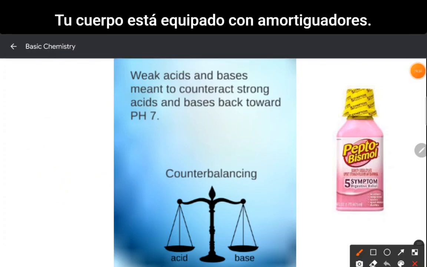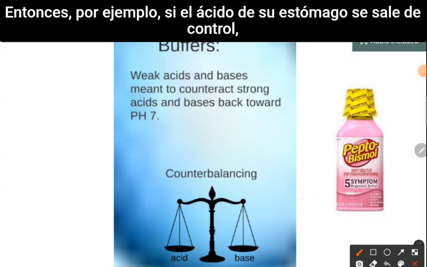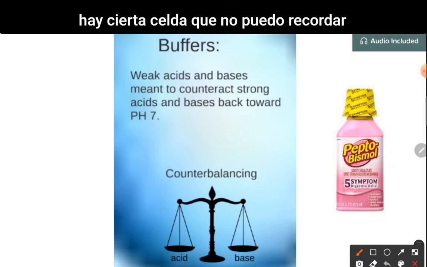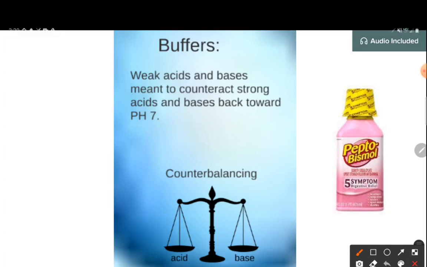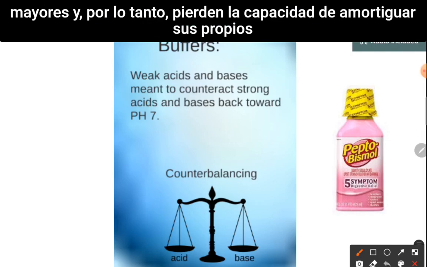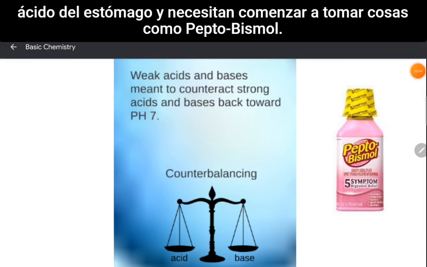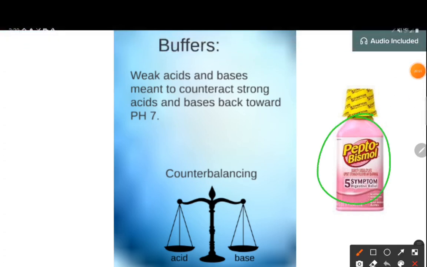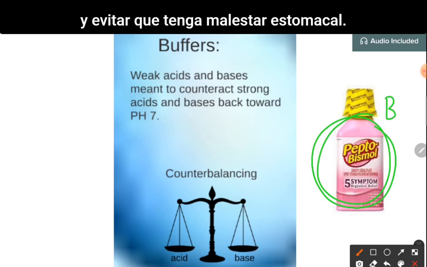Your body is equipped with buffers. So for example, if your stomach acid gets out of control, there is a certain cell, which I can't remember the name of, but this cell will secrete a base. Some people can't do this very well, especially as they get older, and so they lose their ability to buffer their own stomach acid, and they need to start taking things like Pepto-Bismol. Pepto-Bismol is a base which can reduce stomach acid and prevent you from having an upset stomach.